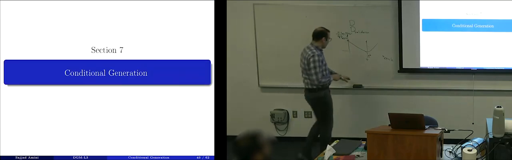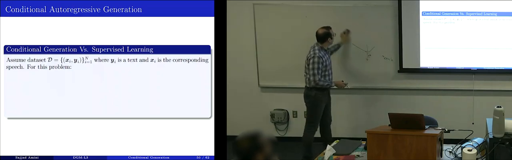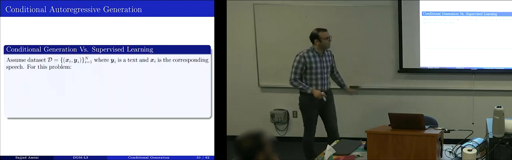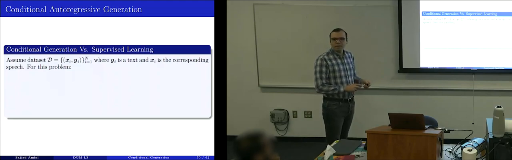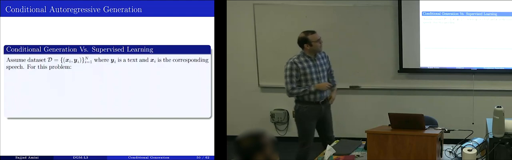So let's talk about conditional generation. Conditional generation is simple because it is a repetition of what you have previously seen for supervised learning. Any question about the previous part, about the overfitting? Okay.